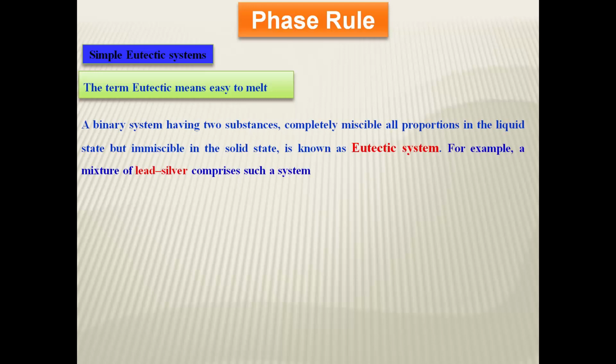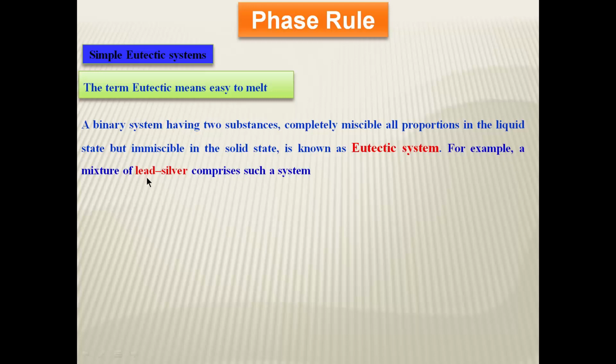What are the substances that form eutectic systems? How can we say that these two substances will form a eutectic system? Or you can say, what is a eutectic system? A binary system, binary means two, having two substances which are completely miscible in all proportions. Completely miscible in all proportions means they form one phase. They are completely miscible in the liquid state but immiscible in the solid state. Such systems are known as eutectic systems.